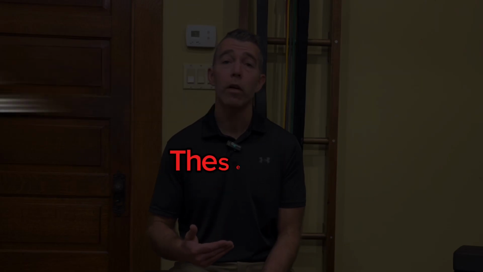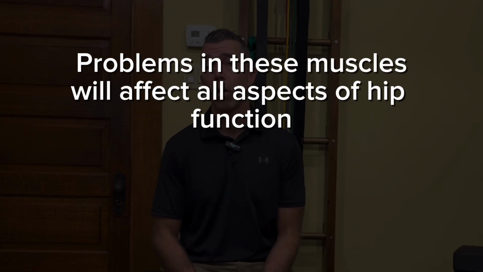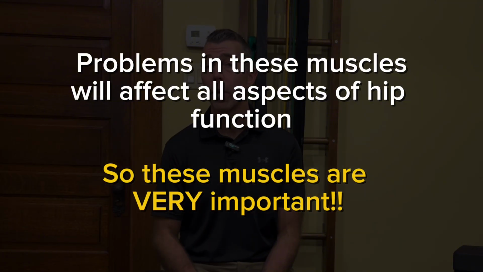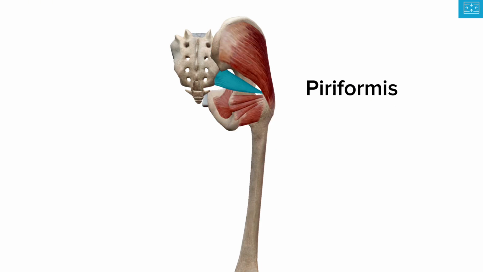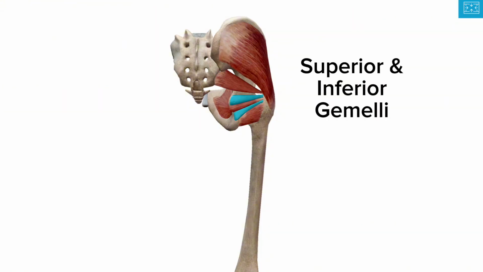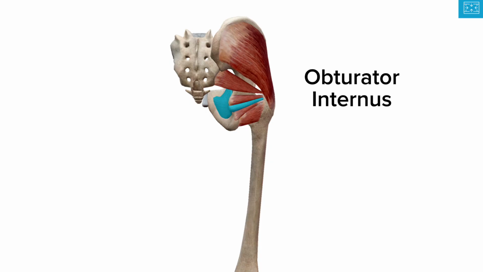And if there's issues here, they are typically going to affect all aspects of hip function, which means if there are problems here, this is often a big priority from a treatment perspective. And just to provide a sense of the anatomy we're talking about here, if we look deep into the hip underneath the big gluteus maximus muscle, we will have the piriformis muscle, which many of us have heard of. But this deep external rotator group also includes the superior and inferior gemelli muscles, as well as the obturator internus and the quadriceps femoris muscle.